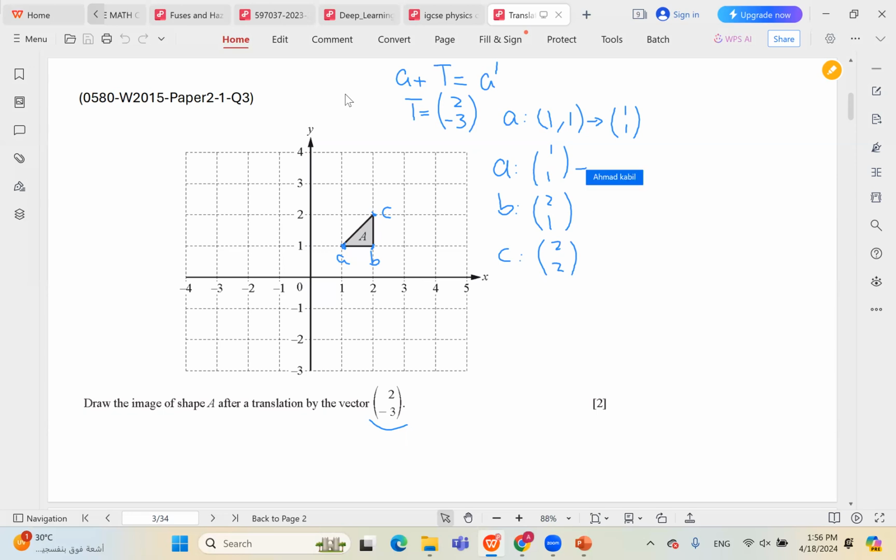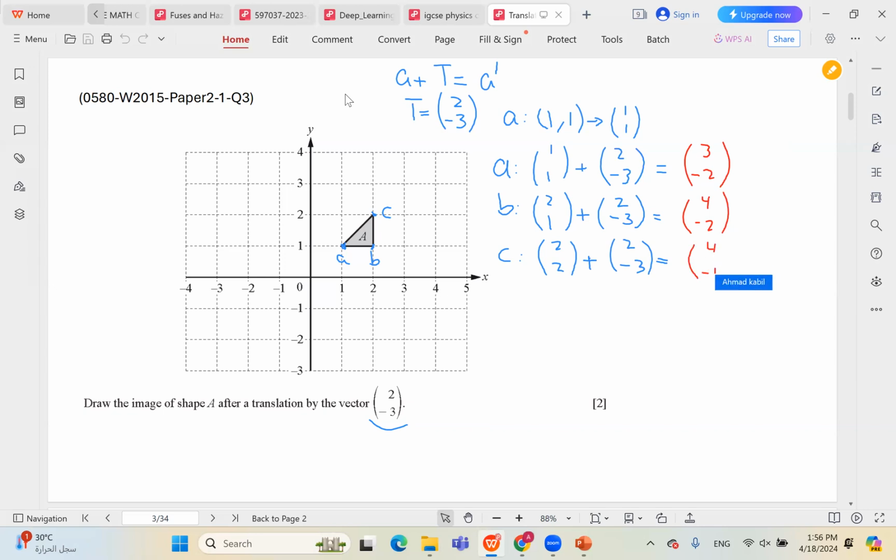So plus 2, -3, plus 2, -3, and plus 2, -3 as well. And you find the answer to each, and this will be the location of the new vector. So this here will be 3, -2. This here will be 4, -2. And the third one will be 4 and -1. This is, of course, A dash, B dash, and C dash.